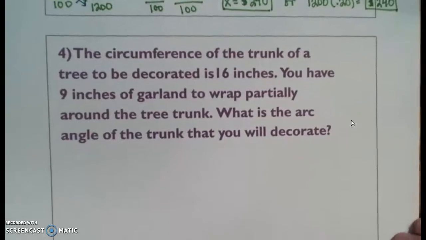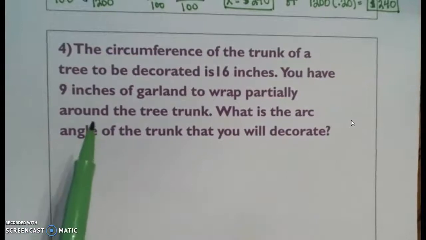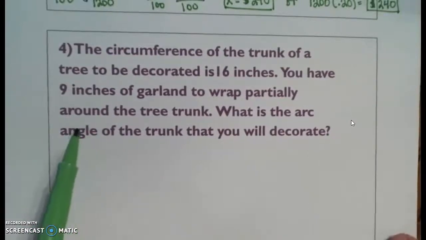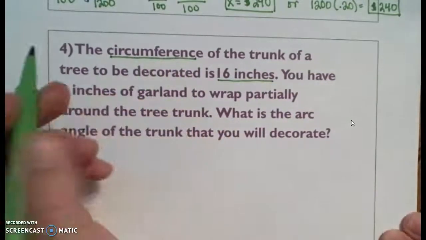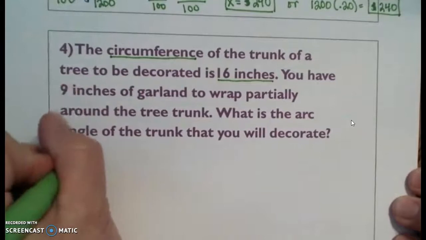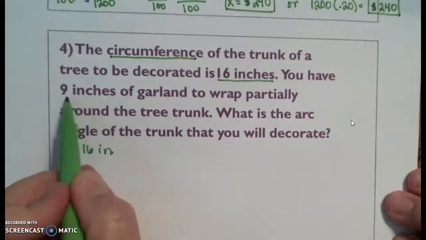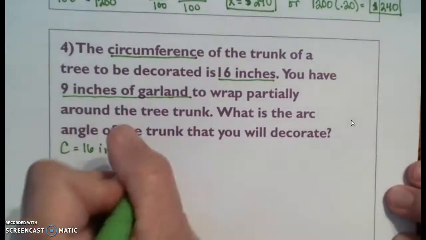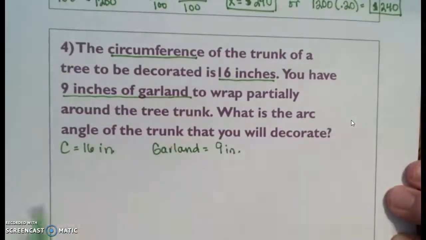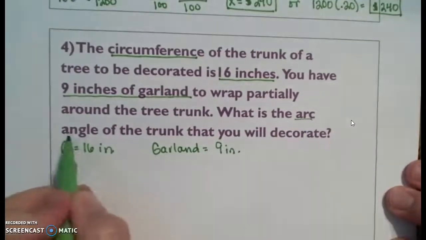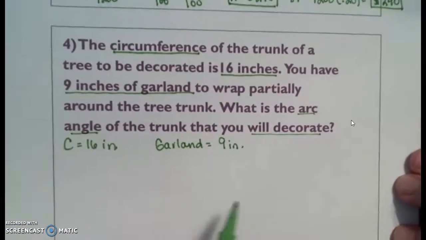And our next example is actually a word problem. It's talking about the circumference of a tree trunk. So it says the circumference of the trunk of a tree to be decorated is 16 inches. Okay, so let's write that down. So our circumference is 16 inches. You have 9 inches of garland to wrap partially around the tree. So we got 9 inches of garland. What is the arc angle of the trunk that you will decorate? Okay, so the part that's going to be decorated.